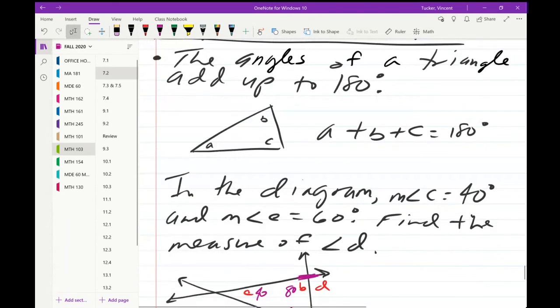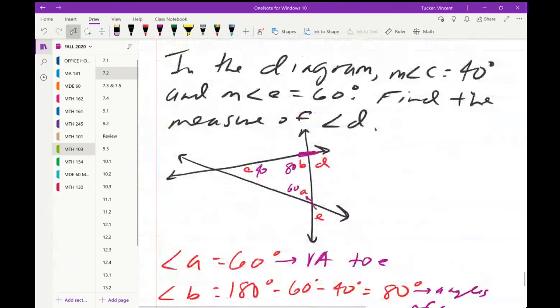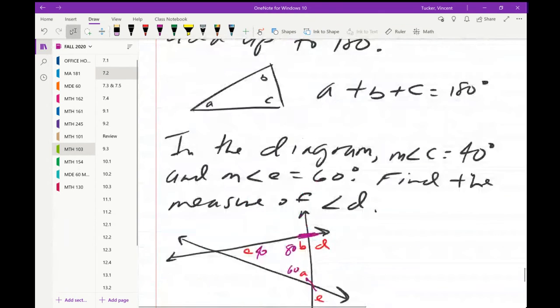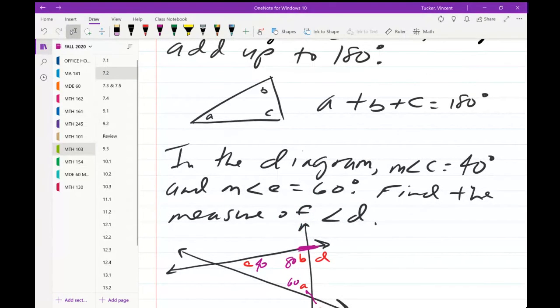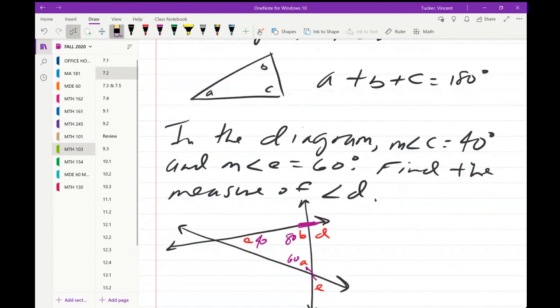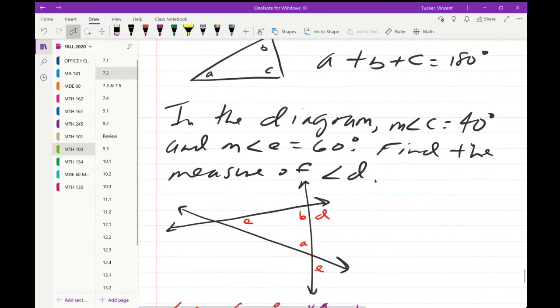All right, I believe this is the last example of the day. Yep. So in the diagram, angle C is equal to 40 degrees, angle E is equal to 60 degrees. Find the angle of D. So let me erase some of this stuff because some of this stuff wasn't here. Yeah, don't want to erase that one. There we go. So they gave us the diagram in this way.